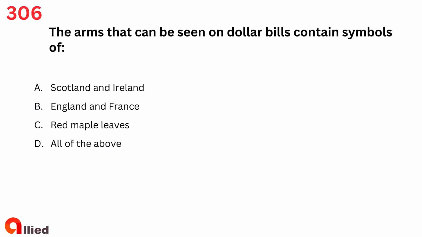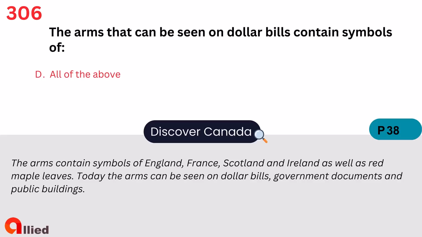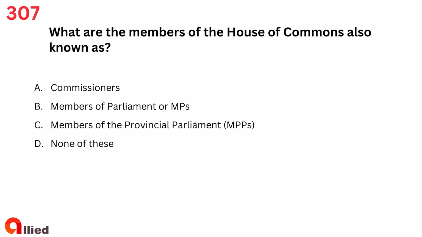Question 306. The arms that can be seen on dollar bills contain symbols of A. Scotland and Ireland. B. England and France. C. Red maple leaves. D. All of the above. The answer is D. All of the above.